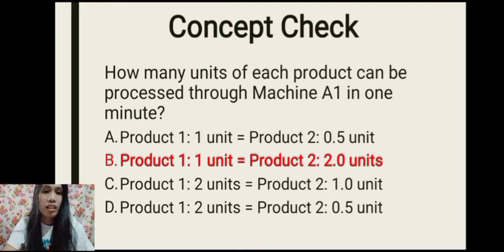Bakit? Kasi 'di ba sa table, in 1 minute, isang unit ang kayang ma-process ng machine sa product 1. Well, sa product 2, 30 seconds, which means 2 units na yung kaya nitong i-process in 1 minute. Kaya yung sagot, 1 unit sa product 1 and 2 units sa product 2 in 1 minute.